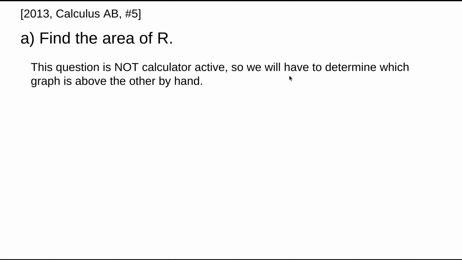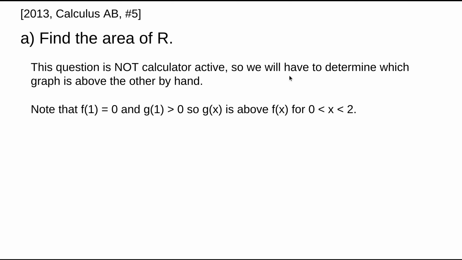Since this question is not calculator active, we're going to have to determine which of the two functions provided is the one above the other one for region R, which one is the upper boundary, which one is the lower boundary. So a quick analysis: f of 1 is 0, and g of 1 is positive. Now, given the way the graphs are presented, it's obvious that g of x is above f of x for this entire interval.